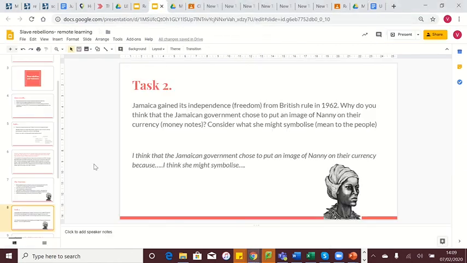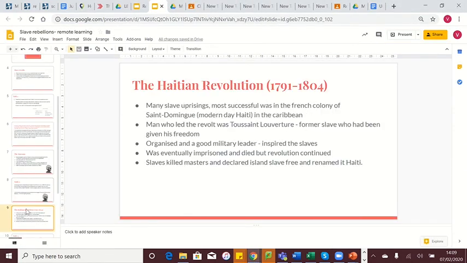And moving on. So the Haitian Revolution is really the most famous slave revolution. So revolution means a big change. And this happened in what was a French-owned area, a colony, which was called Saint-Domingue at the time. It's now known as Haiti. Today it's in the Caribbean.